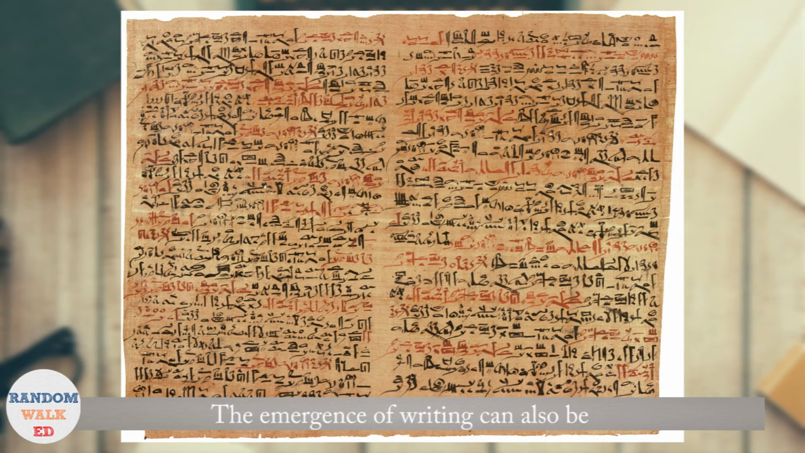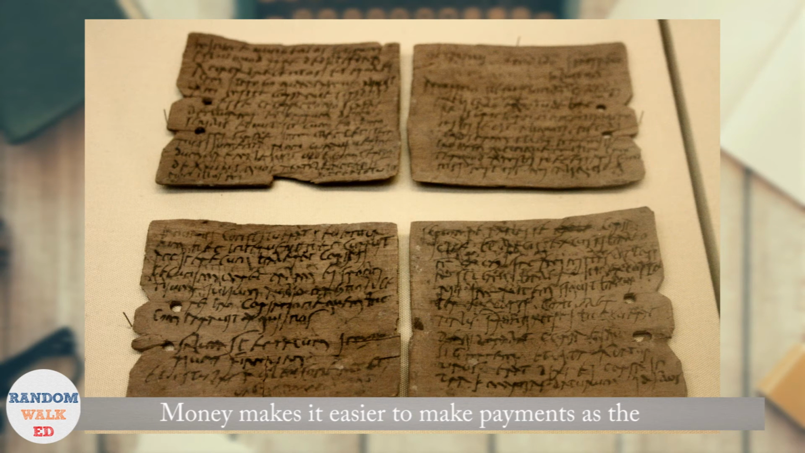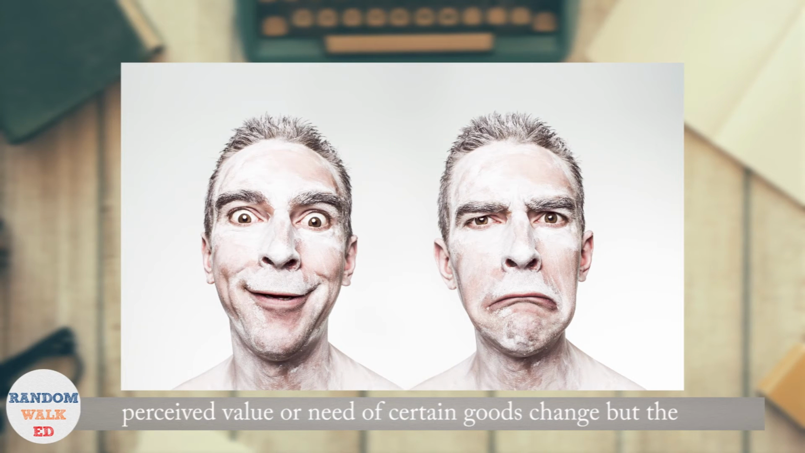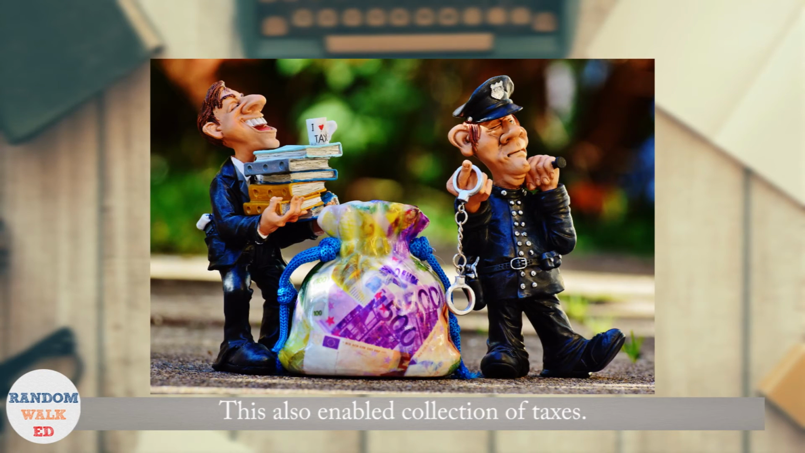The emergence of writing can also be attributed to the credit-based trade. Some of the oldest discovered texts are accounts of transactions. Money makes it easier to make payments as the perceived value or need of certain goods change, but the general perceived value of money and its acceptance does not. This also enabled collection of taxes.